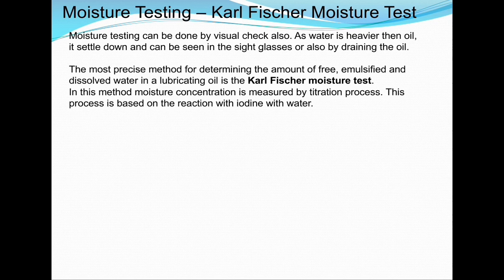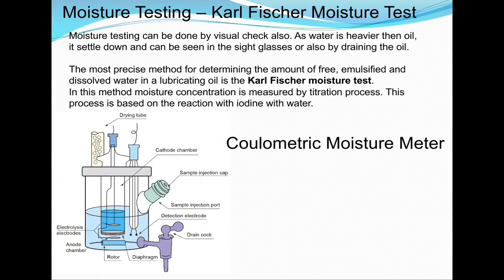As I said, in this method we use the titration process. This titration process is not like adding some acid and base and titrating that. No, it's something different, because here iodine plays a very vital role. This is the picture of the colorimetric moisture meter. Here there is an iodine generator, and the quantity of moisture present in the lubricants will be consumed by the iodine.